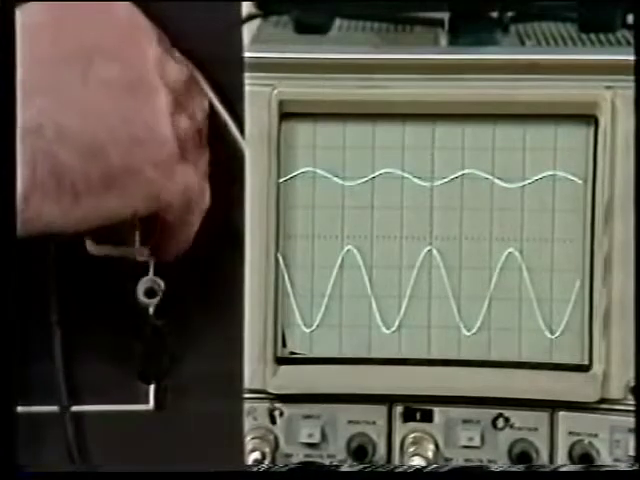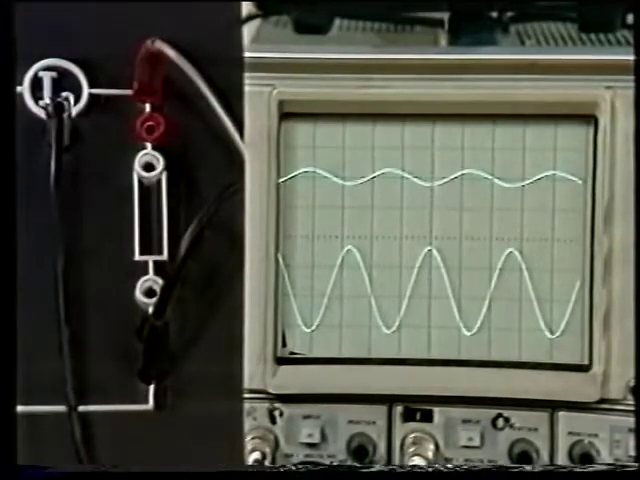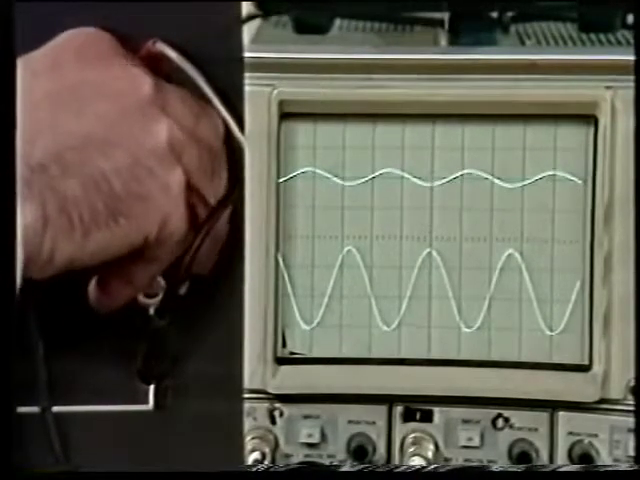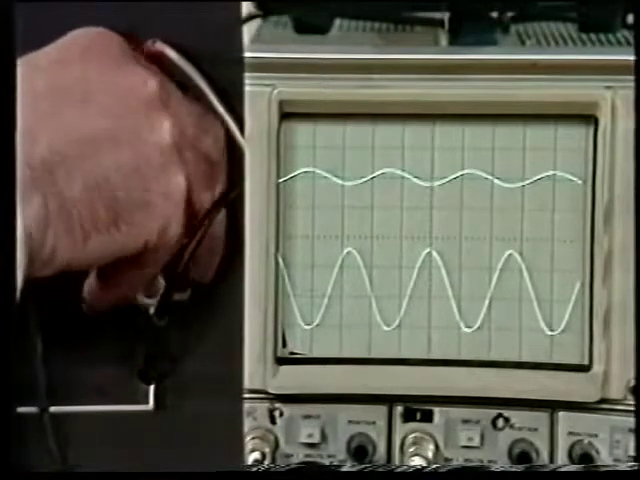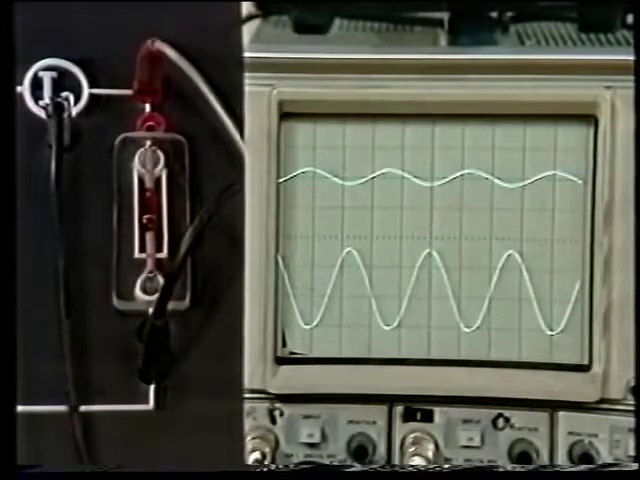47 ohms. No change. 22 ohms. It's beginning to change. I'll waggle it in and out so you can see that it's changing. So the voltage gain starts changing appreciably when the load is somewhere between 47 and 22 ohms.